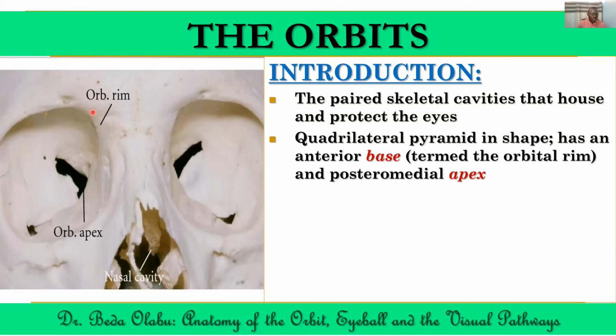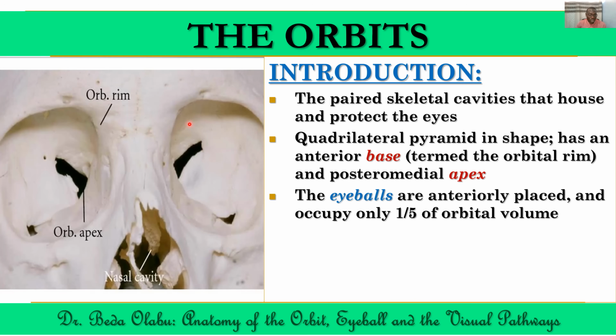So this shows you the orbital margin still, and that's the orbital apex. The medial walls of the orbit are almost parallel to each other, and the lateral walls of the orbit, when you converge them, make about 90 degrees posteriorly. Now we know that the orbits contain the eyeballs, but the eyeballs are not the only content of the orbit. As a matter of fact, the eyeball only occupies a fifth of the total orbital volume.